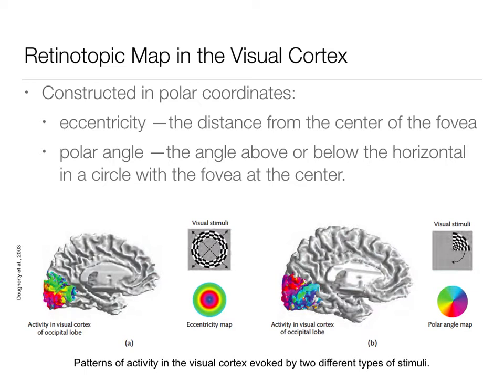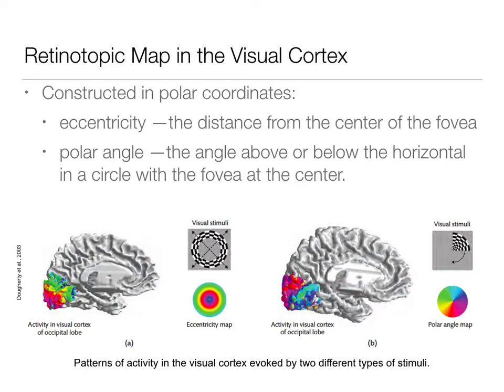Polar angle is the angle above or below the horizontal in a circle with the fovea at the center. So this is going to be a little bit more 3D. It's not only going to be the distance, but it's going to be the angle, okay? So eccentricity is going to be how far it is, where polar angle is going to be more about the angle it's at. And these are measured in different ways.